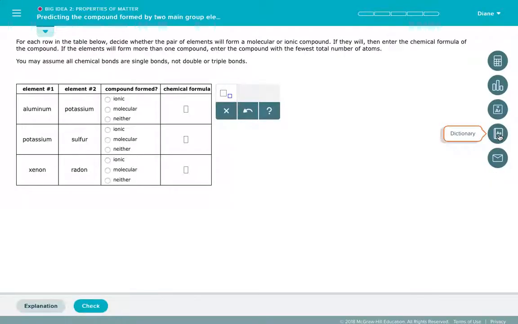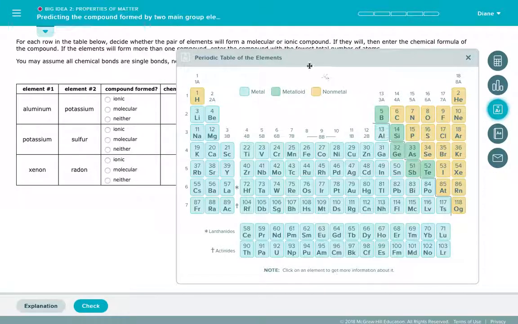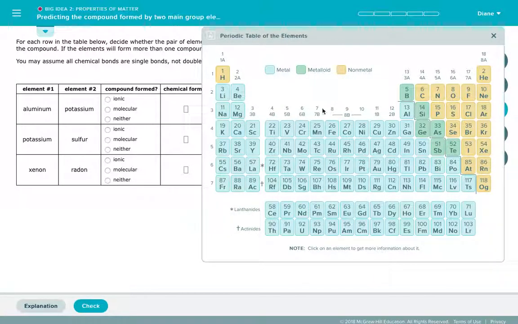So here we go. Open your periodic chart. I'm looking at aluminum. So aluminum is over here. It's a metal. Potassium is right here. We haven't had an opportunity to have two metals interact. We've had a metal and a nonmetal. We've had two nonmetals, so that would be neither.